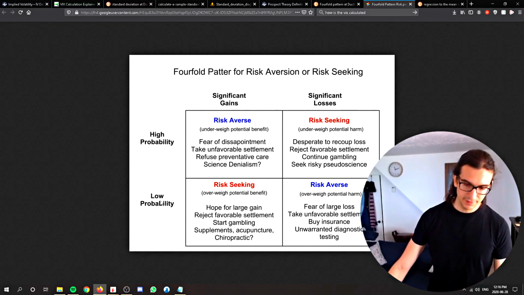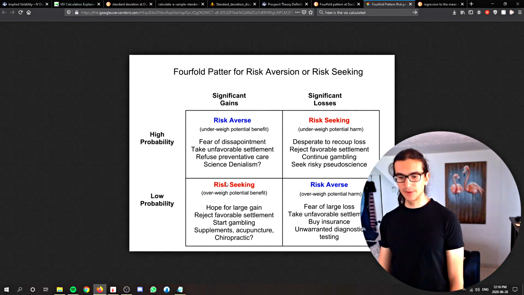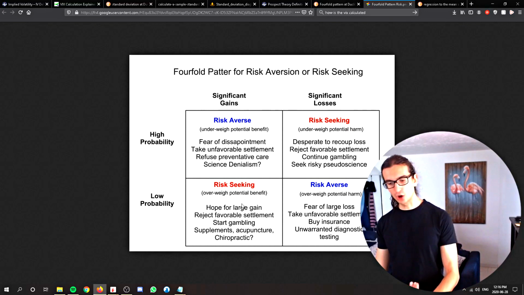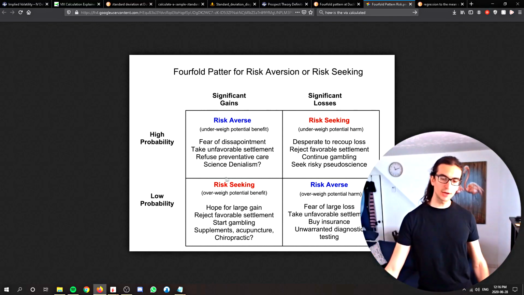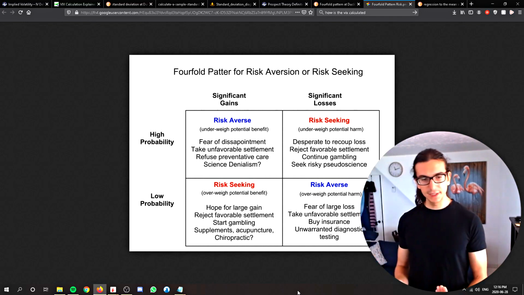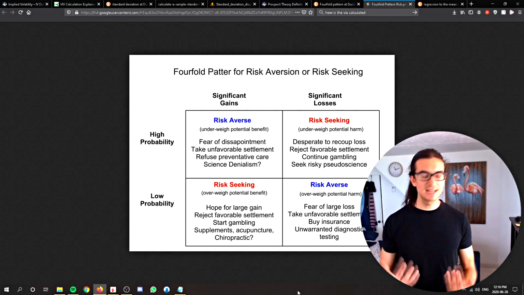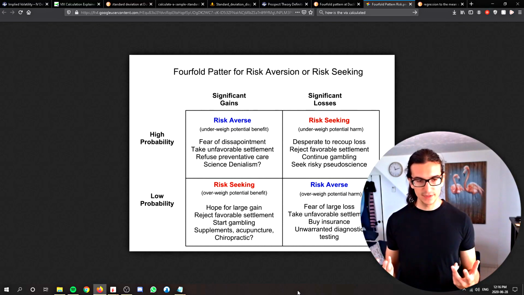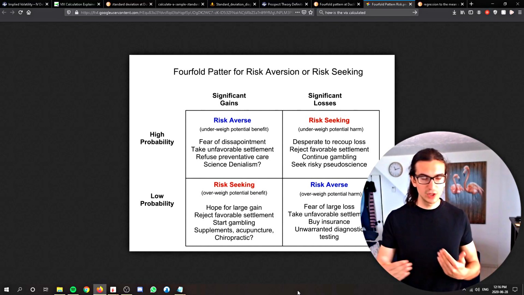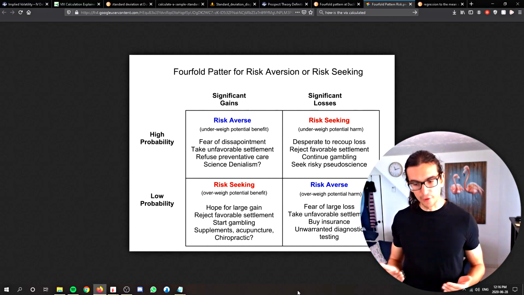So the low probability for significant gains, we tend to be risk seeking. We overweigh the potential benefit in hope for a large gain, rejecting favorable settlement, and gamble. This is where your lotto ticket buyers are. This is where your call option YOLO buyers are. Where you have a low probability to make a large amount, that seems enticing for the majority of us. Something in our DNA says that since the risk to reward is so good, we look for these 10 to 1, 20 to 1 risk to reward. In those cases, we prefer to gamble.